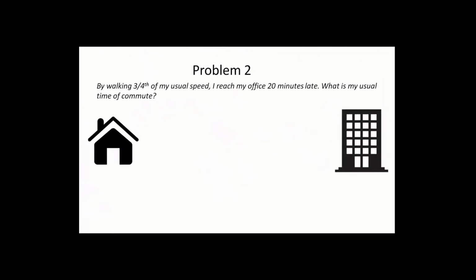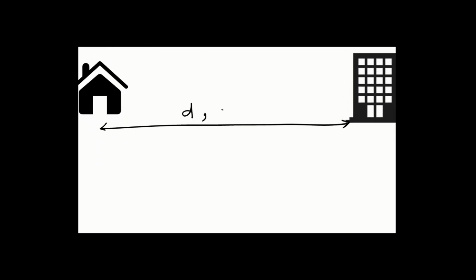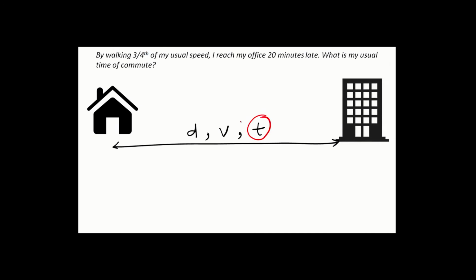This problem says, by walking 3/4 of my usual speed, I reach my office 20 minutes late. What is my usual time of commute? This is one of those cheeky problems which get over very fast without giving you much information, right? So how to deal with this? Whenever you think something should be given in the question, and I've said this earlier also, just assume it. Let's assume the distance between them is d. Let's say I travel with my usual speed v and it takes usual time t to reach there. This is what we need to find.